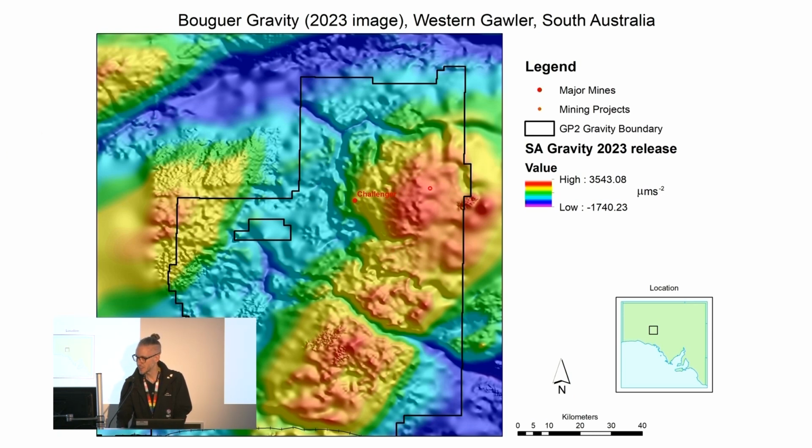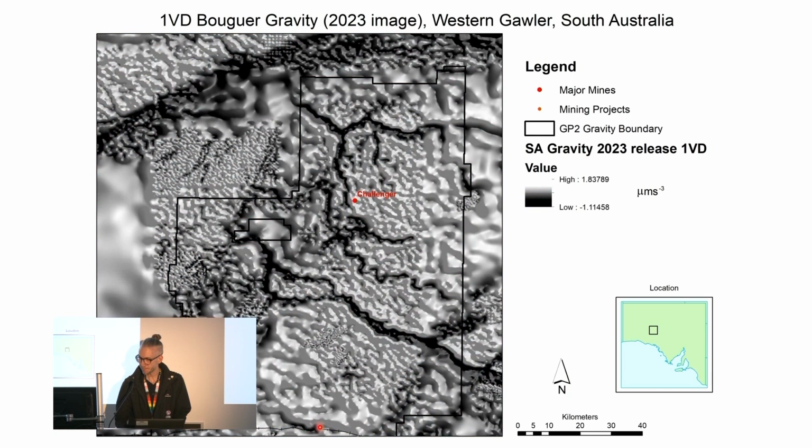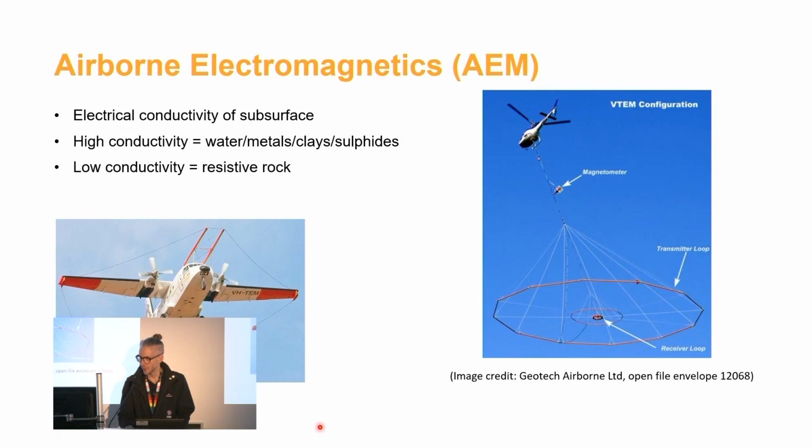So that's a general overview of the gravity and the landscape there. I'd love to see some more work down to the south here. I think it's around the Windbring railway siding, because I think there's something happening there. And that's just the first vertical derivative, the same thing. And I think that's all I'm going to say about the gravity.